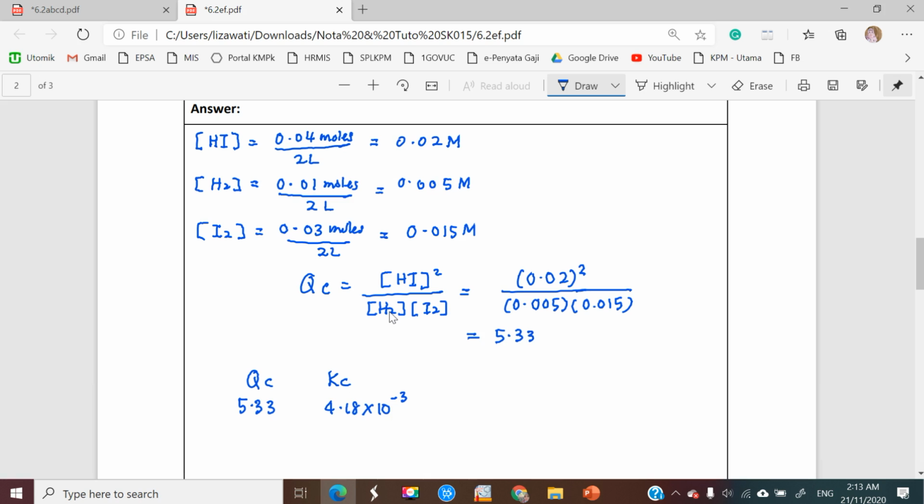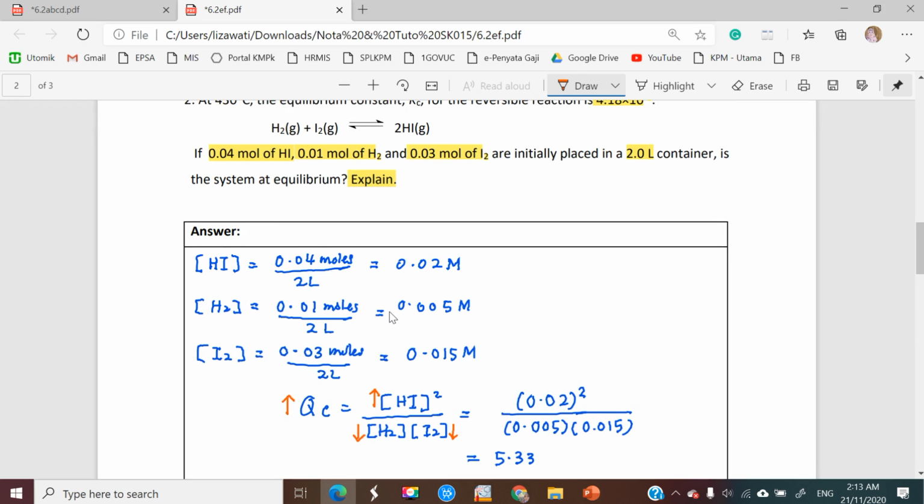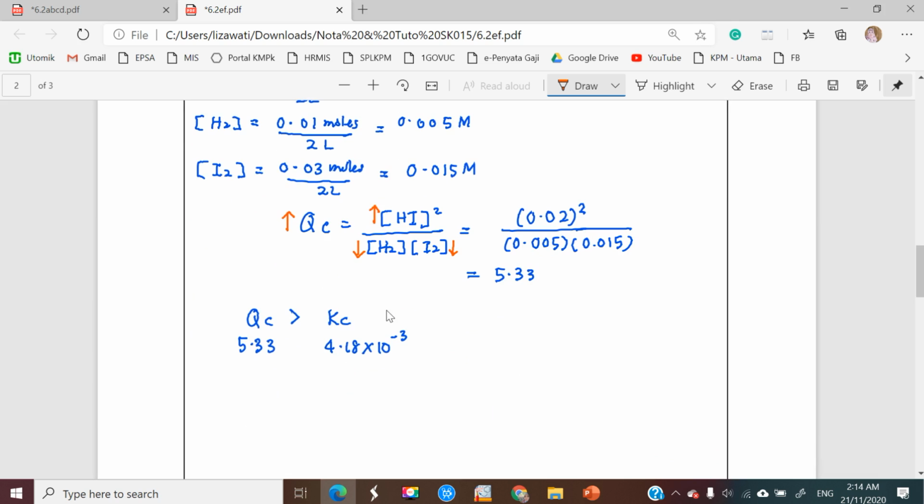We can see that the value of Qc is bigger than Kc. What does that mean? If Qc is bigger, the concentration of the reactants is lower, whereas the concentration of the product is high. So the system is not at equilibrium and it will proceed to the left side in order to form more reactant.